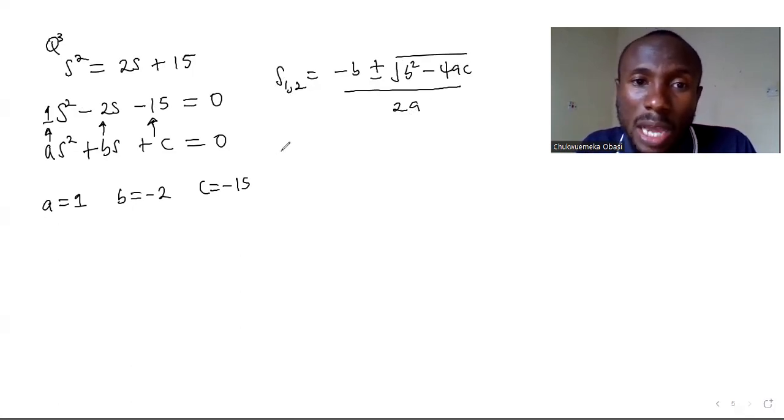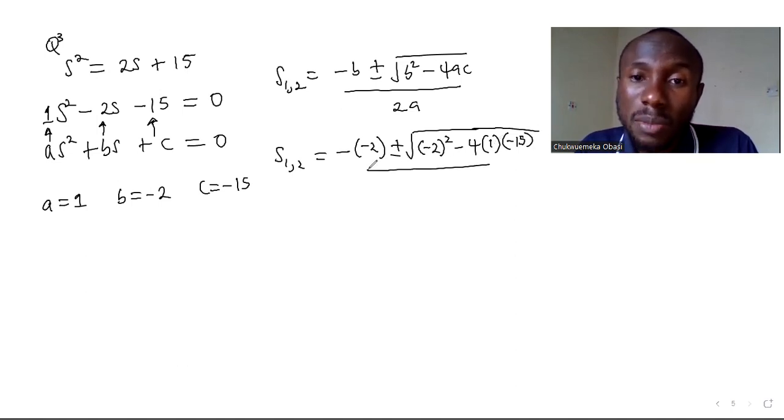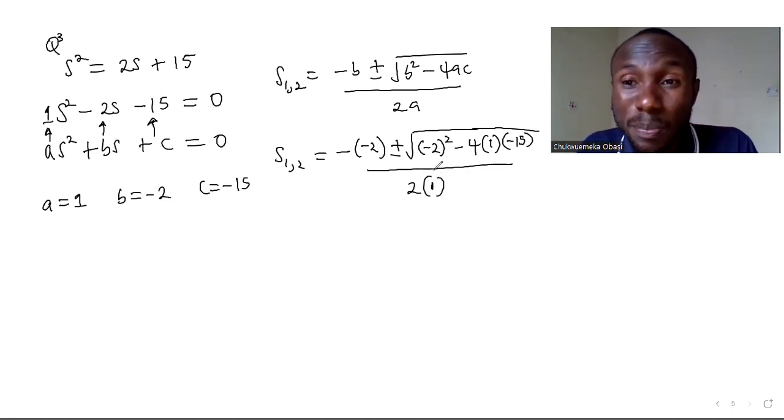So now I have x1,2 is equal to minus. So my b is negative 2, so I have it in brackets, then plus or minus the root of b squared, which is negative 2 squared, minus 4. What is my a? a is 1 and c is minus 15. All divided by 2 times a, which is 1. So the next thing is simplification.